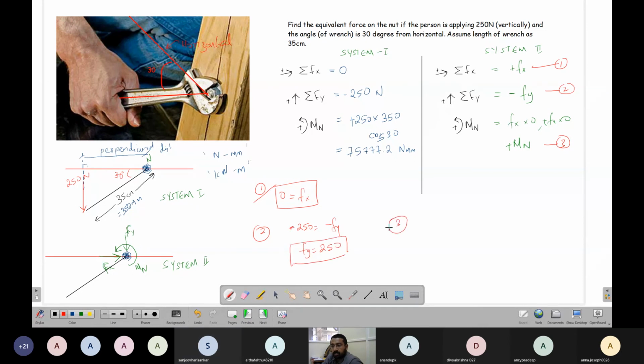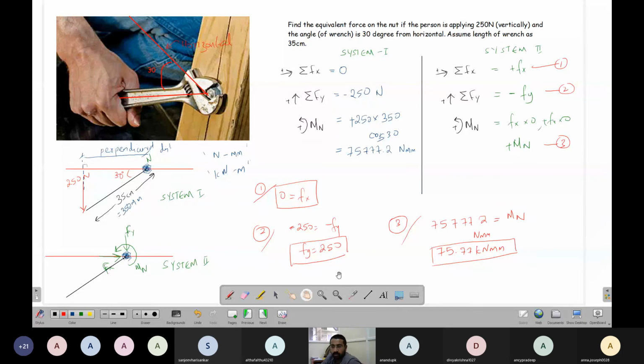In the third, the moment: 75777.2 equals Mn, so I got the third value, in Newton millimeter. To make it easy I'm unconventionally using 75.77 kilo Newton millimeter. Easy to use. So now I can draw the nut.